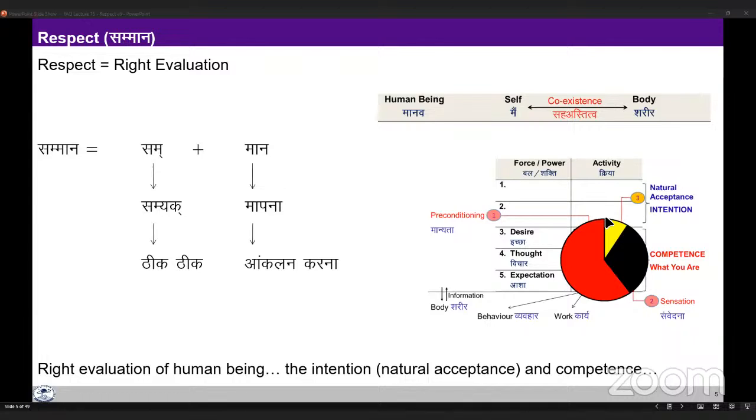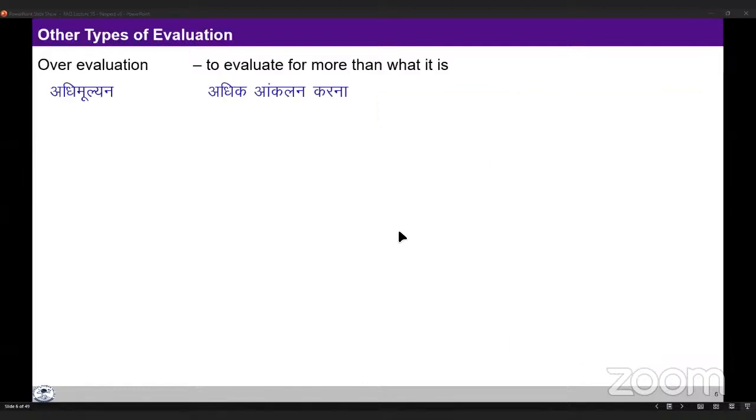So with this clarity that the human being is self and body in coexistence, I can go ahead to evaluate the other person. Right evaluation of the human being is possible on the basis of clarity of intention, and competence. We are looking at both of it. At the level of intention, when I can see my own intention, I'm clear of the other person's intention also. So at the level of trust, the feeling of trust, I have nothing to evaluate there, isn't it? I have to just look into it myself, whether I'm having this feeling of trust or not.